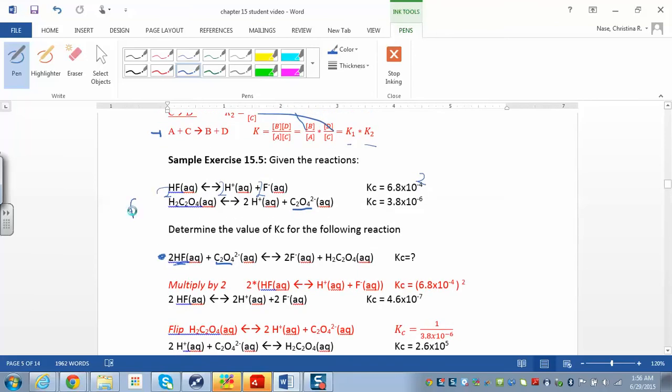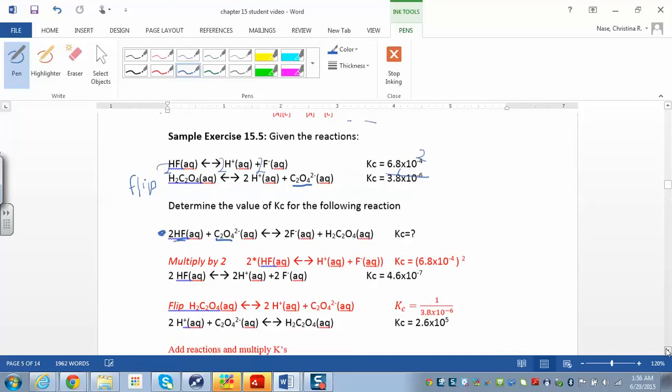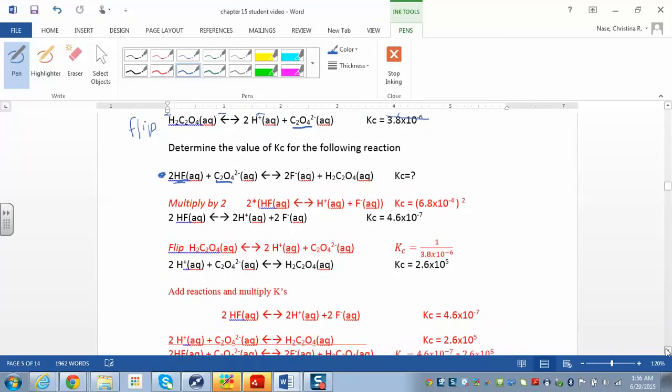When I flip this reaction, I take 1 over the K. If I flip this, that means I make my products reactants and my reactants products, and then I take 1 over that K. That's what I have done down here. Flipping just means make the reactants products and the products reactants. I reverse that reaction, and now I take 1 over the K, and that's what that K is.